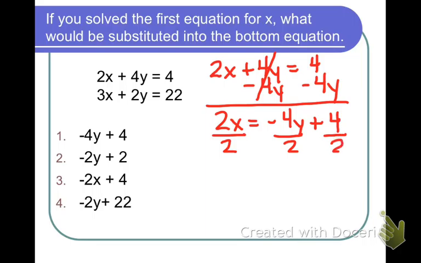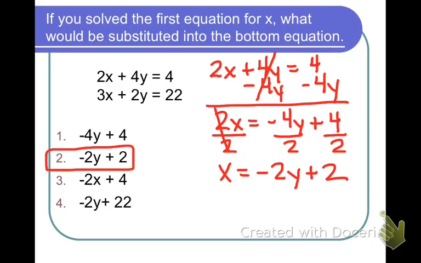So if you do not have a variable whose coefficient is 1, always look for the equation that's easiest to work with, that has coefficients where maybe one coefficient is a factor of the other two. Notice that the coefficient of x is 2, and it is a factor of negative 4 and 4. So this will cancel. X will be equal to negative 2y plus 2, and that makes the second one the correct answer for what the expression will be when substituted, that we could substitute it into the second equation.